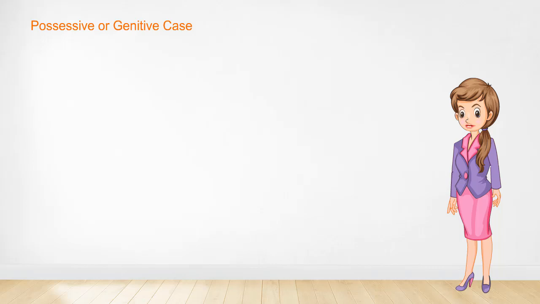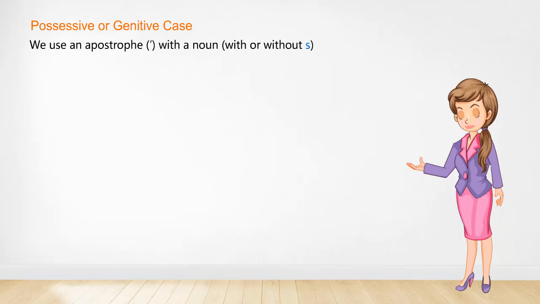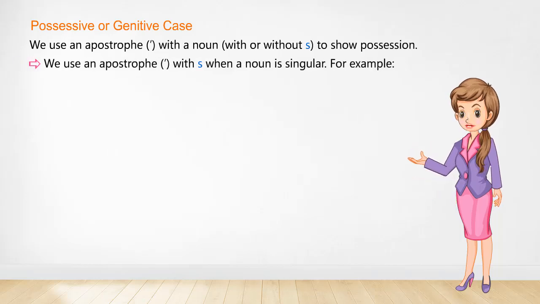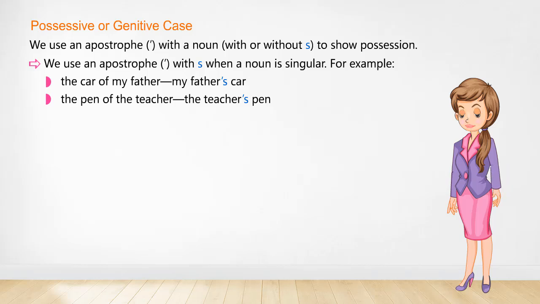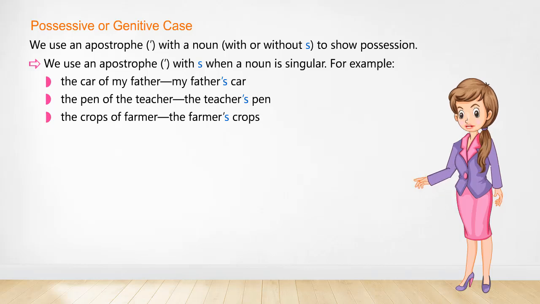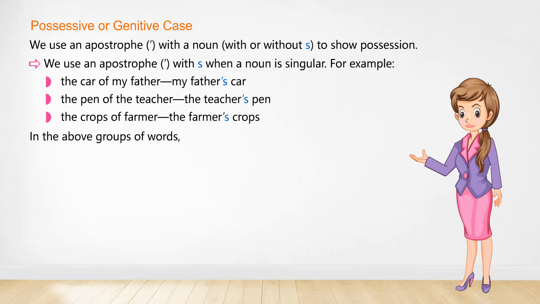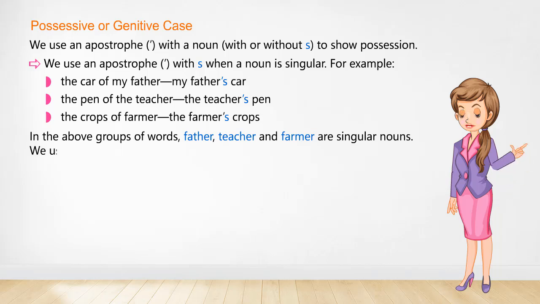Possessive or genitive case. We use an apostrophe with a noun, with or without s, to show possession. We use an apostrophe with s when a noun is singular. For example, the car of my father, my father's car. The pen of the teacher, the teacher's pen. The crops of the farmer, the farmer's crops. In the above groups of words, father, teacher, and farmer are singular nouns. We used an apostrophe with s to form their possessives.